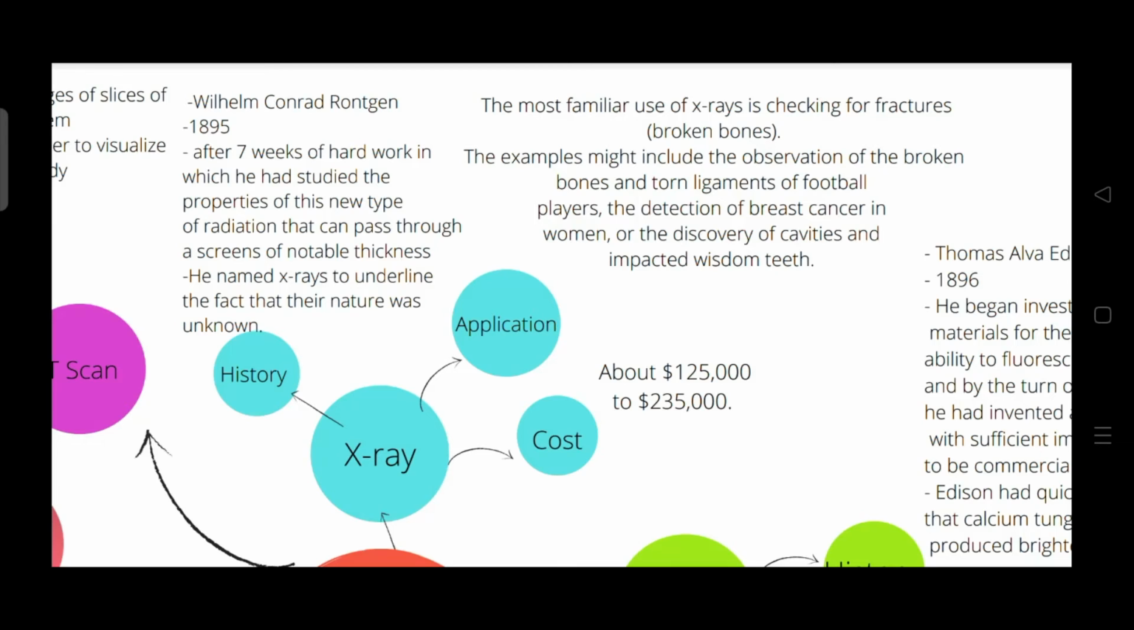The most familiar application of X-rays is checking for fractures or broken bones. The examples might include the observation of the broken bones and torn ligaments of football players, and detection of breast cancer in women, or the discovery of cavities and impacted wisdom teeth. And the cost for an X-ray machine is about $125,000 to $235,000.